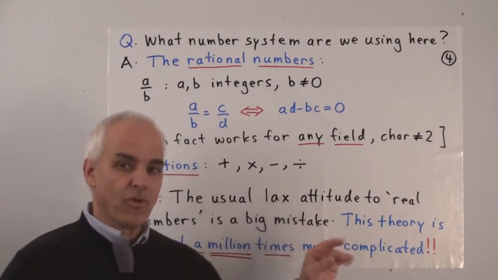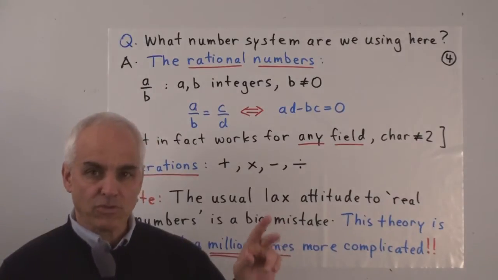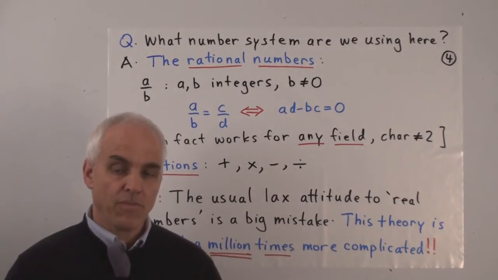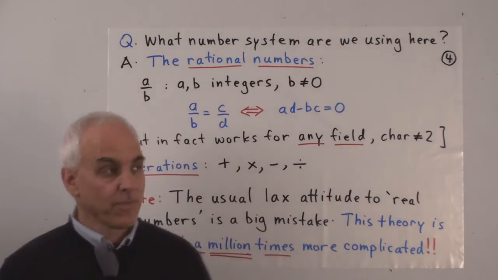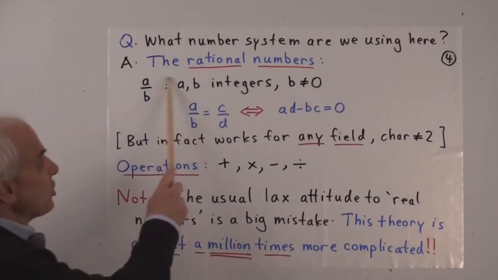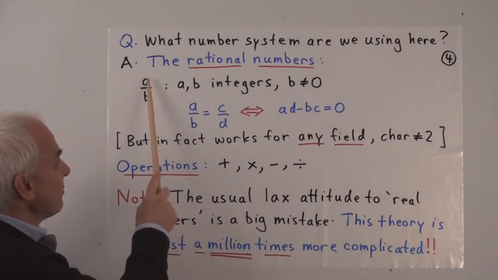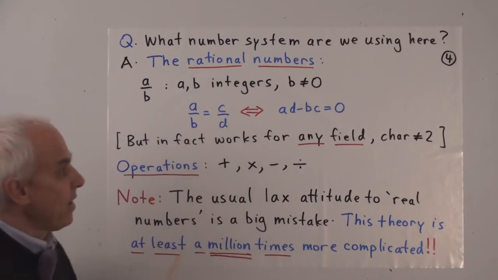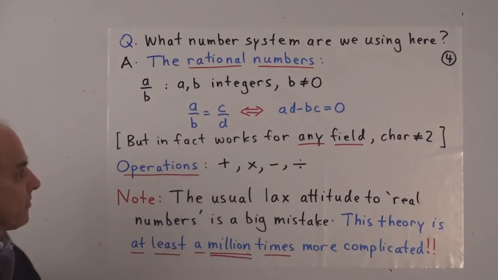Many of my examples only involved integers, like natural numbers 1, 2, 3, or their negatives, or 0. But in fact, we generally want to work with rational numbers. So the rational number system: a rational number is a fraction like a over b, where a and b are integers, and b, the denominator, is not allowed to be 0.